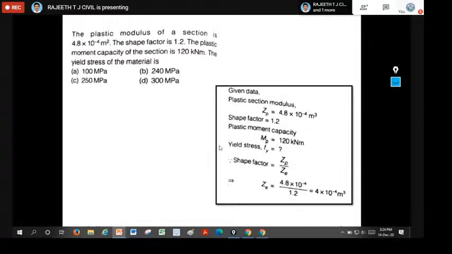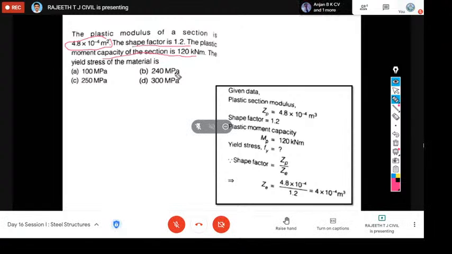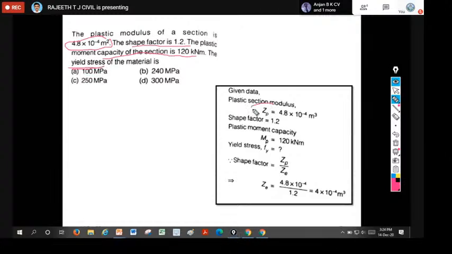Here they have given a problem. The plastic modulus of the section, ZP, is 4.8. The shape factor is 1.2. The plastic moment capacity of the section is 120. What is the yield strength of the material? We know the formula: ZP is given, MP is also given, shape factor is given. Shape factor equals ZP by ZE, so 1.2 equals 4.8 times 10 power minus 4 divided by ZE. ZE equals 4 times 10 power minus 4, from which we can calculate the yield strength of the material, that is Fy in this problem.